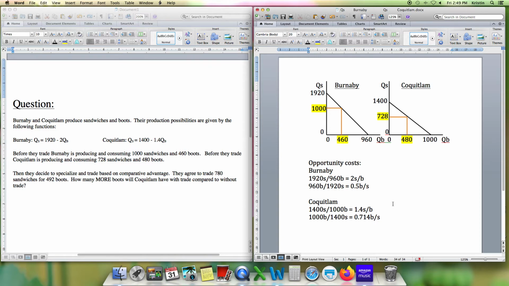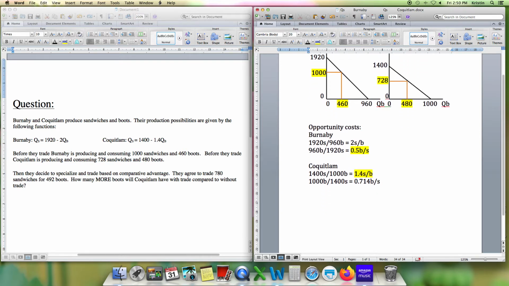Now, who's got the lower costs? So first for boots, Burnaby's costs for boots are 2 sandwiches per boot, and Coquitlam is only 1.4 per boot. All right, so that tells us that they have the comparative advantage making boots. So let's highlight that. Now, for sandwiches, Burnaby gives up 0.5 boots per sandwich, and Coquitlam 0.714. So that one's bigger. This one here is smaller. So Burnaby has a lower cost for making sandwiches.